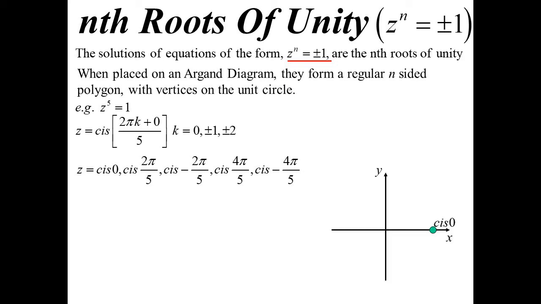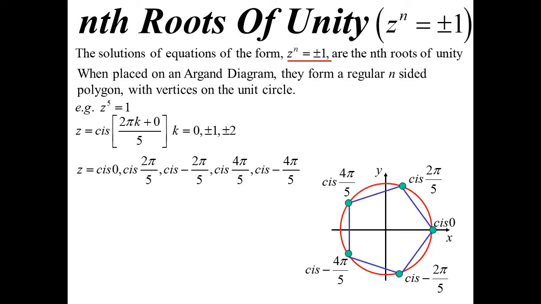And if we plot them, there's our first one, and we're going around every 2 pi over 5. So there's 2 pi over 5, the conjugate must be there. Then 4 pi over 5, the conjugate must be there. Sure enough, we join them up, there's our pentagon, sitting on a nice circle.